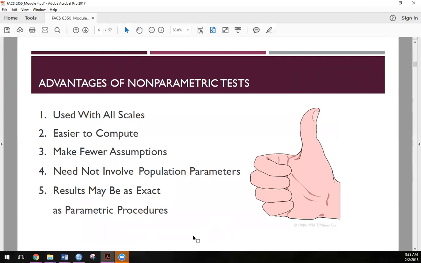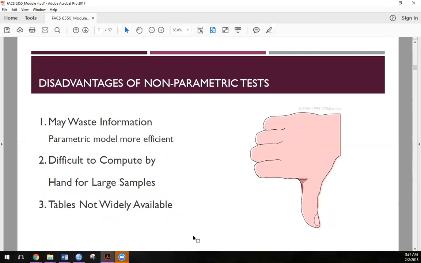So the really good things about non-parametric tests is that you can use them with all scales. So you can use them with nominal, ordinal, ratio data, any kind of scale measures. It's easy to compute. You make fewer assumptions about the data. You don't have to think about the population parameters and include them in the analysis. And sometimes the results of a non-parametric test can be just as exact as parametric.